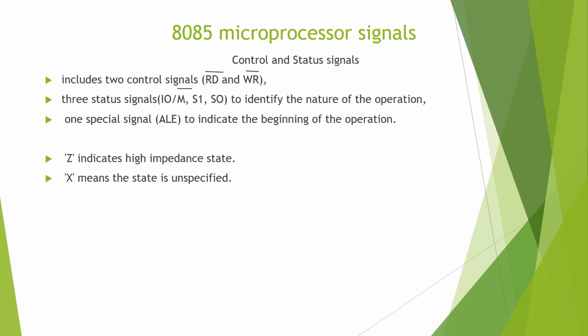There are two control signals, RD and WR, which are for read and write. The bar on this RD bar and WR bar indicates that the signals are active low. There are 3 status signals, IO/M bar, which is for input/output and memory, and S1, S0 to identify the nature of the operation. One special signal, address latch enable, indicates the beginning of the operation.